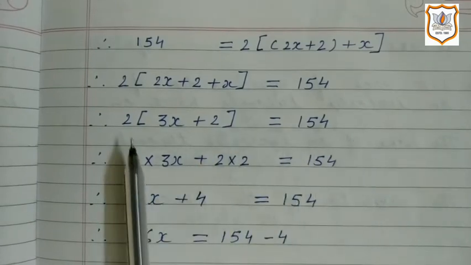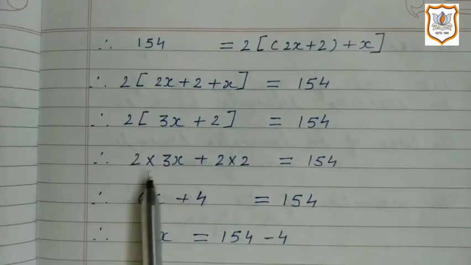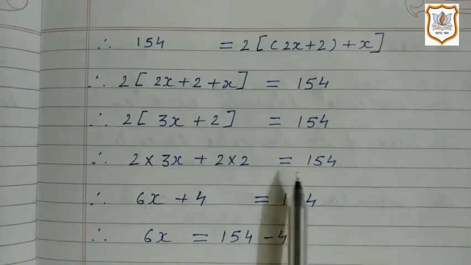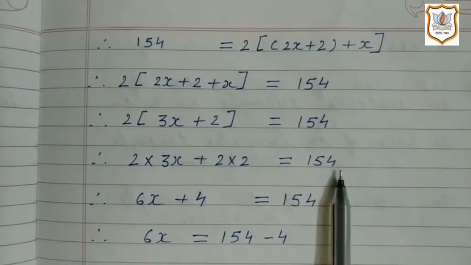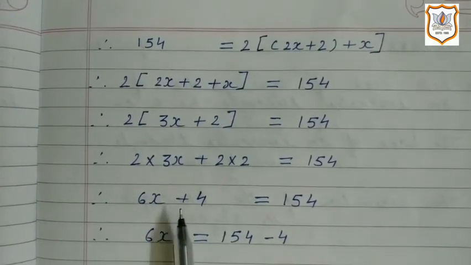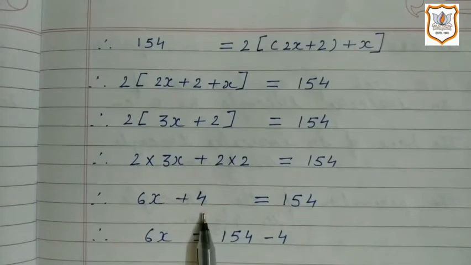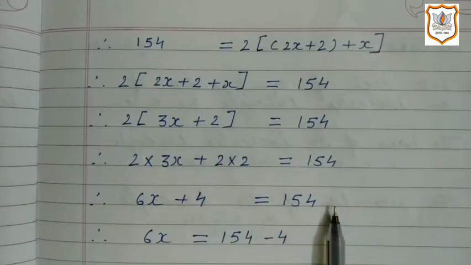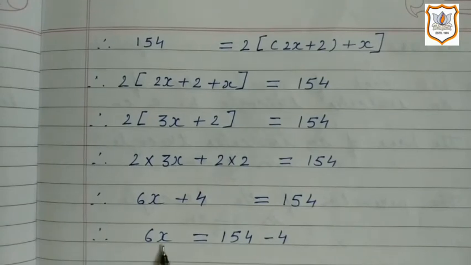Now open the bracket. 2 multiply 3x plus 2 multiply 2 is equal to 154. 2 3s are 6x, plus 2 2s are 4. 6x plus 4 is equal to 154. We write 6x is equal to 154 minus 4.